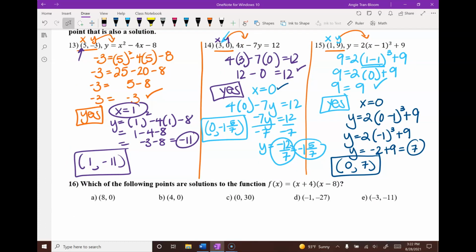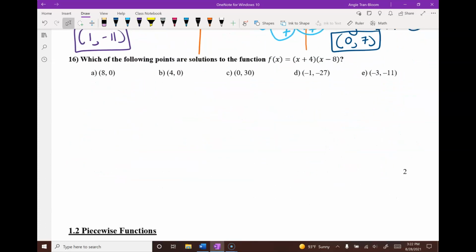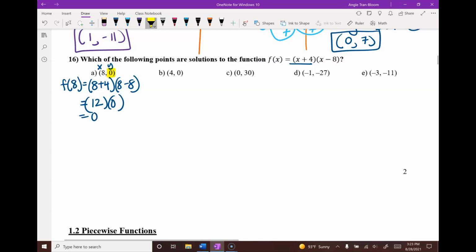All right, let's go to example 16. Looks like this is our last one. Here we go. Which of the following points are solutions to the function f of x equals the quantity of x plus 4 times the quantity of x minus 8? We're doing the same thing, okay? We are going to plug in x and y and then see if it's true. So x is 8, y is going to be 0. So f of 8. X plus 4, so that's 8 plus 4 times 8 minus 8. Our whole goal, student, is to see if it's going to come out to be 0, okay? So this is going to be 12 times 8 minus 8, which is 0, and that's going to be 0. 0 matches with 0, so yes, this is definitely a solution.